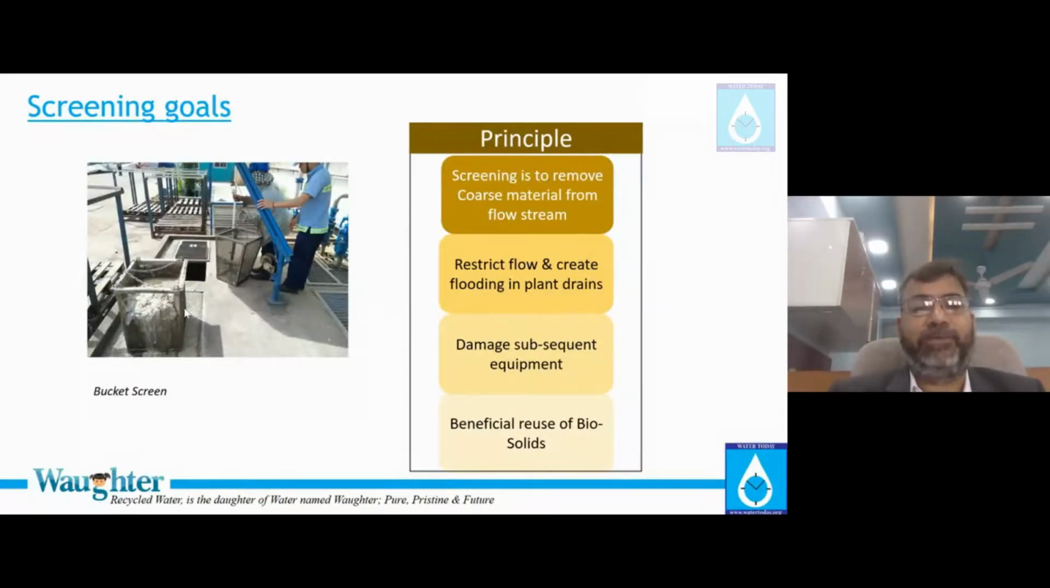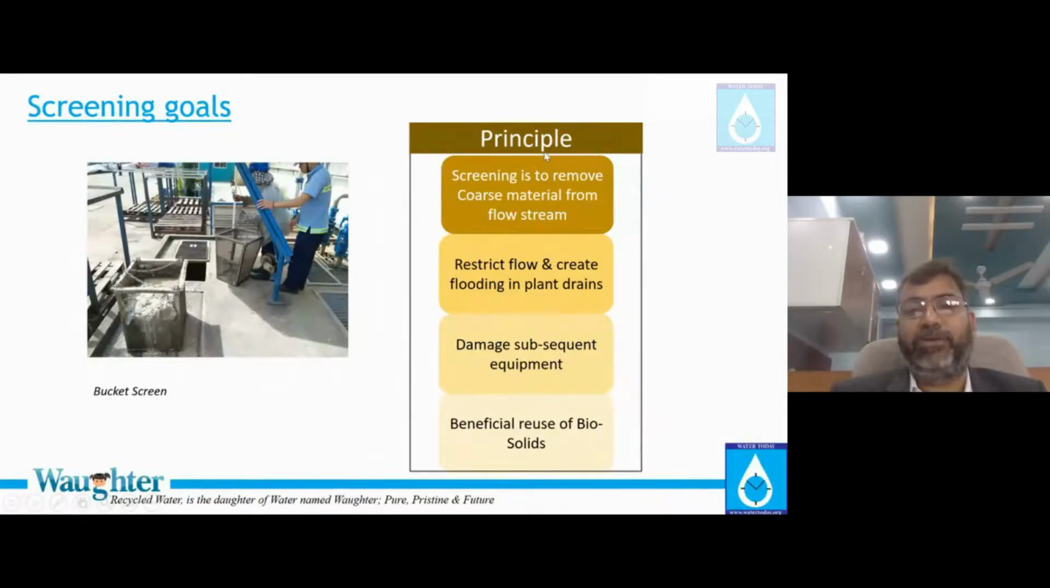Sometimes something can be very simple. For example, there's something called a bucket screen. So there's a bucket. You can see some kind of mesh here, and large size particles are getting arrested in this bucket itself. And these buckets, one working, one standby, are being used by someone.